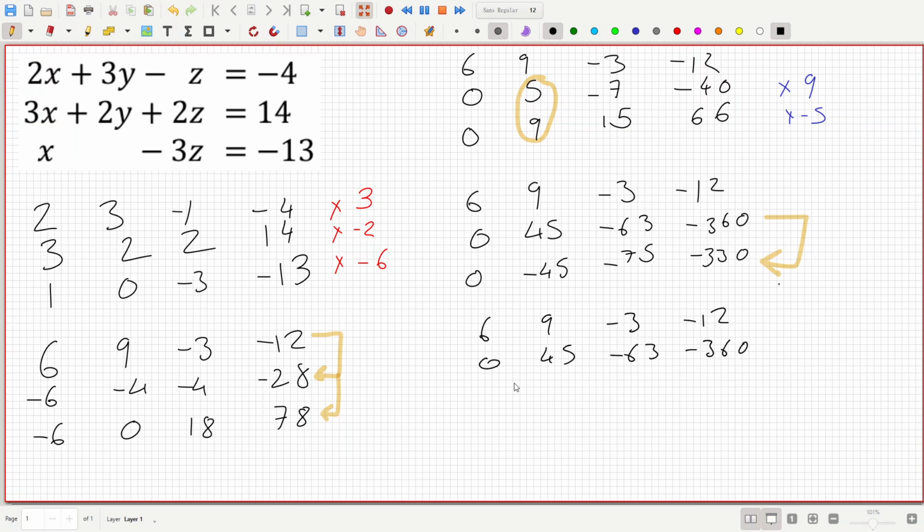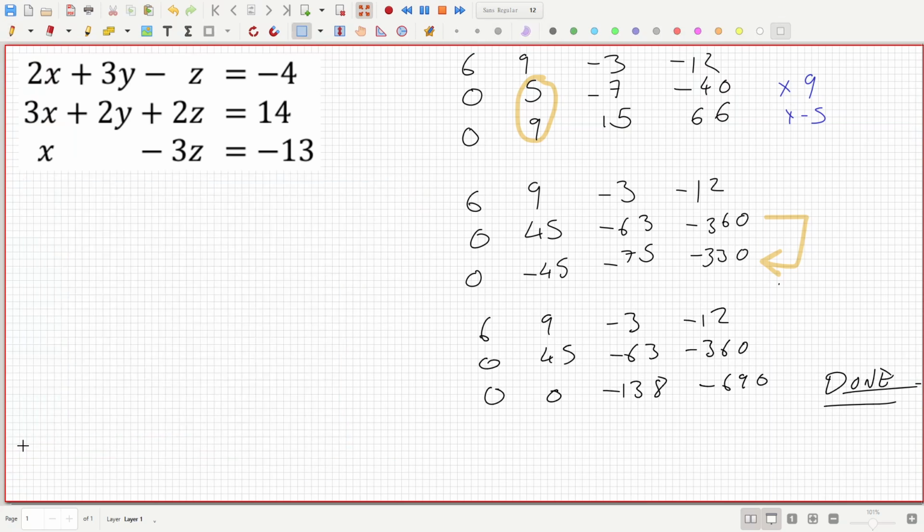And then the bottom one is 0, 0, -63 plus -75, that's -138. And then -360 plus -330 is -690. And you're practically done at this stage. Now you might say, wait, hang on, how can I be done? Well, look at what you've turned the problem into.